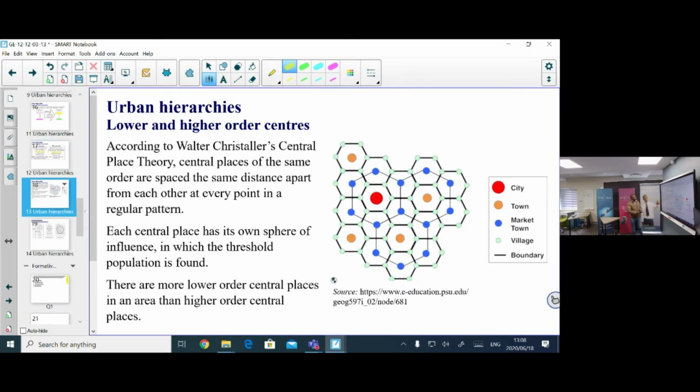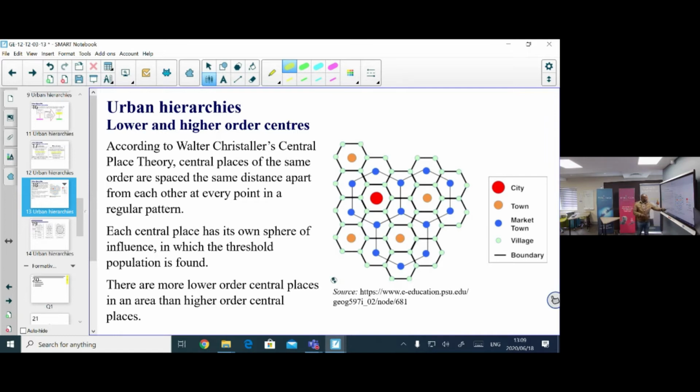Then we want to look at this according to Walter Christaller. You find that in the central place theory, central places of the same order are spaced the same distance apart from each other at every point in a regular pattern. Each central place has its own sphere of influence in which the threshold population is found. So this diagram here actually helps to explain that.